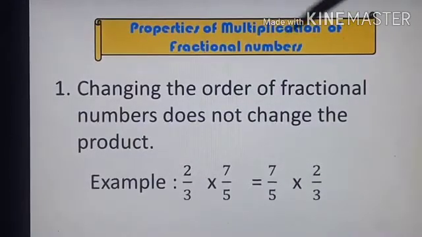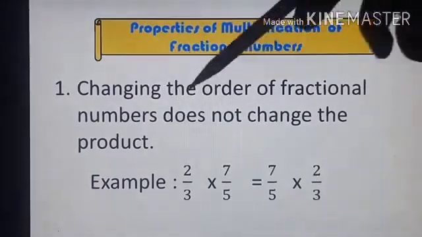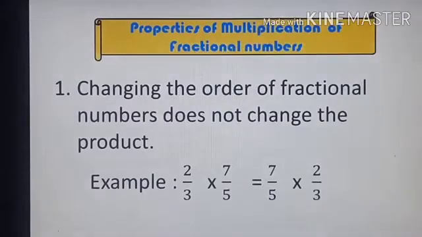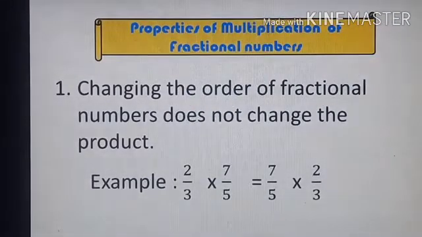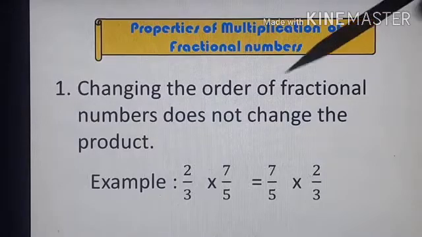Properties of multiplication of fractional numbers. Now we will understand these properties. Number 1, changing the order of fractional numbers does not change the product. Means if we are changing the order, left number is written to the right and right is written to the left, then there is no change in the product. We have done this in the previous chapter also, but that was of whole numbers. Now it is fractional numbers.